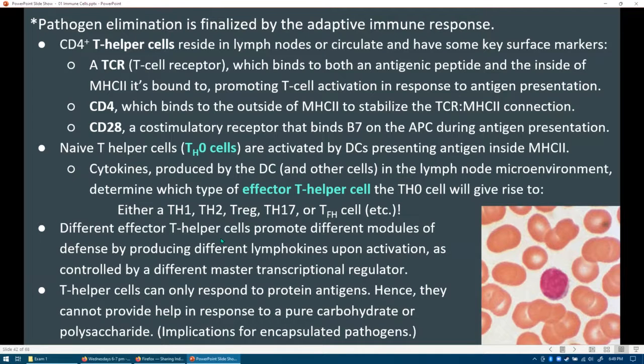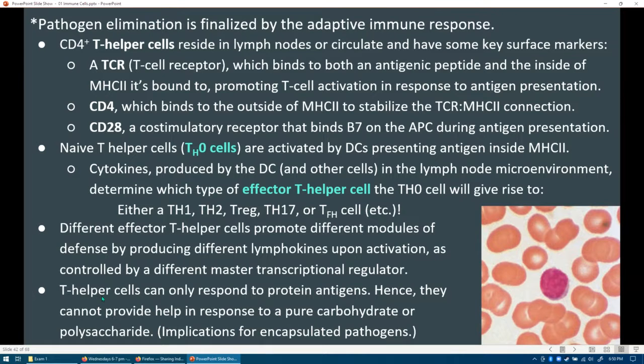So different effector T helper cells promote different modules of defense because each of these different T helper cells produces different lymphokines upon activation, okay? And so your Th1 cells make different cytokines than your Th2 cells. And those cytokines are better at killing viruses. They're better at promoting antiviral immunity and intracellular pathogen defense. Th2 cells, they're really good at promoting parasite defense. Okay, so they're going to make different cytokines than Th1 cells. It wouldn't make sense if there wasn't this polarization. And each of these has a bit of a different role that they play.